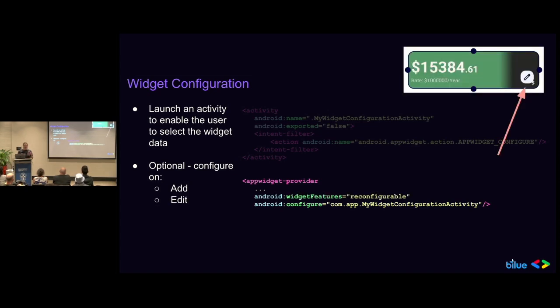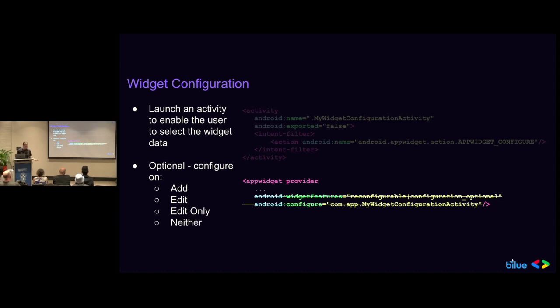You can also add widget features reconfigurable so that every time you edit the widget, it will also launch that activity. That's that little pencil that appears there. You can also add configuration optional, which means it will only do this on edit only. And you can also remove these entirely, if your widget doesn't require any extra data sources or extra configuration, if it just shows the same thing no matter what.